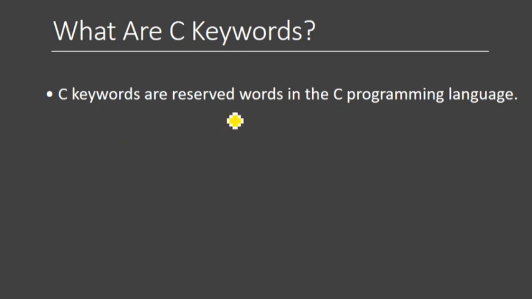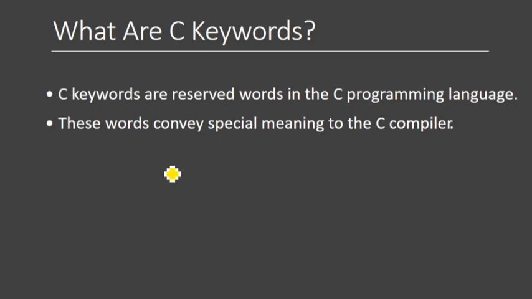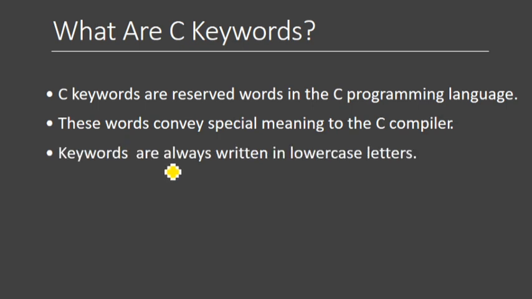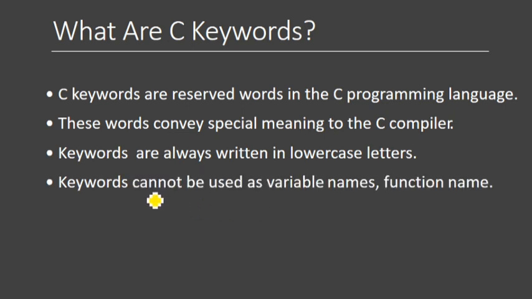C keywords are reserved words in the C programming language. These words convey special meaning to the C compiler. Keywords are always written in lowercase letters. Keywords cannot be used as variable and function names. There are a total of 32 keywords in the C language.